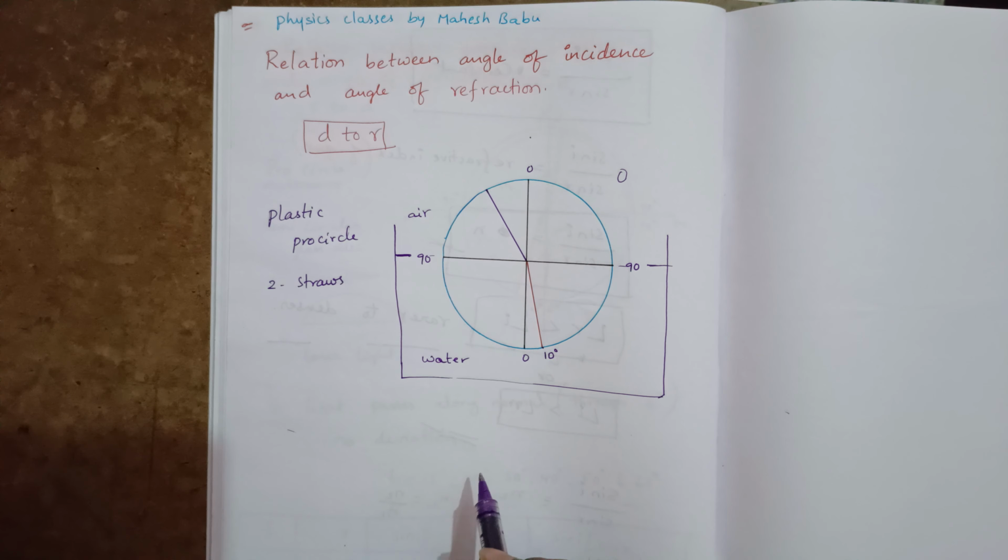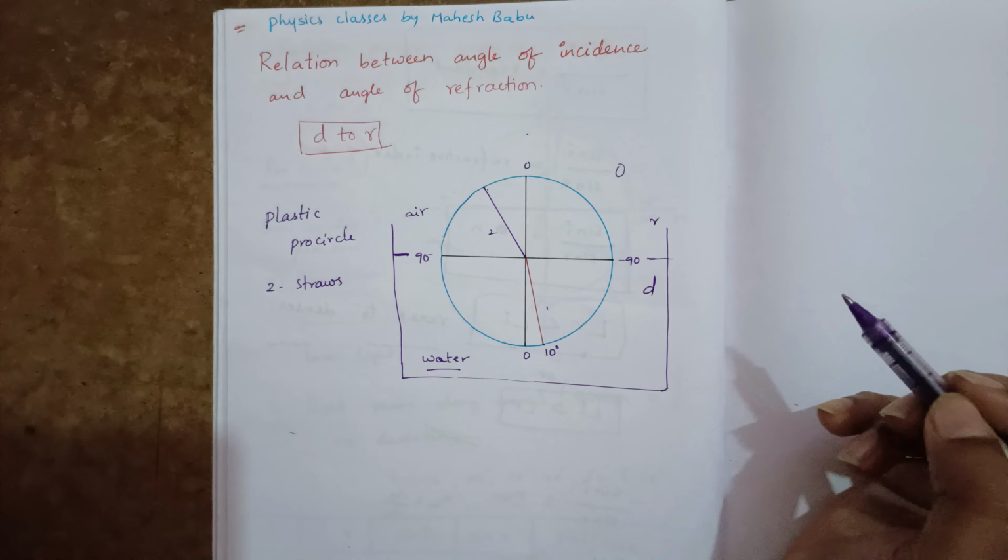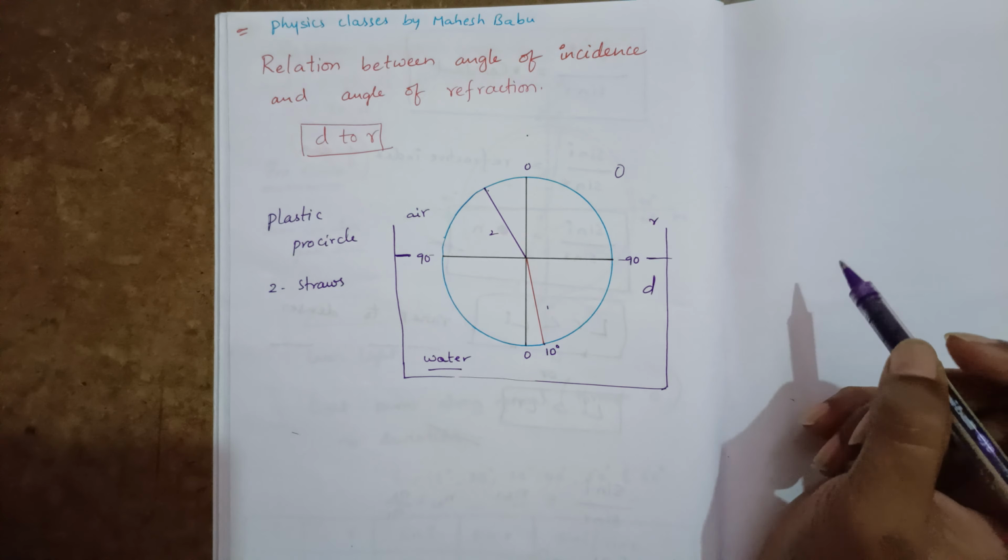Now we should arrange this second straw straight to the first straw, so that when we see from outside, both straws appear in a straight position. Now what is happening here? The light ray is traveling from inside to outside. We are seeing this straw from outside, so the light ray travels from the denser medium to the rarer medium.